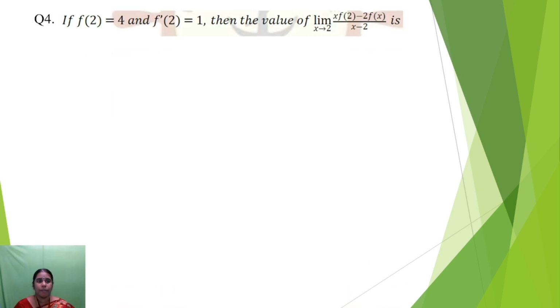Next question number 3. If f of 2 is equal to 4 and f dash of 2 is equal to 1, then find the value of limit x tends to 2. They have given values for f of 2 and f dash of 2, but they are asking for the value of x into f of 2 minus 2 into f of x. From this itself we understand we have to convert f of x into either f of 2 or f dash of 2. The options are 0, 2, 4 and 8. The answer is B. How do they get the answer?